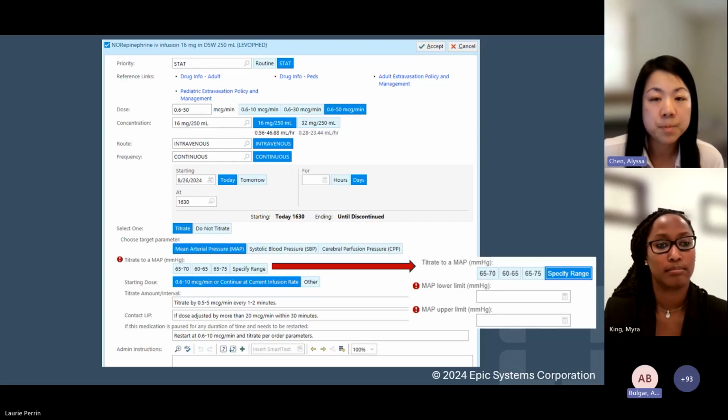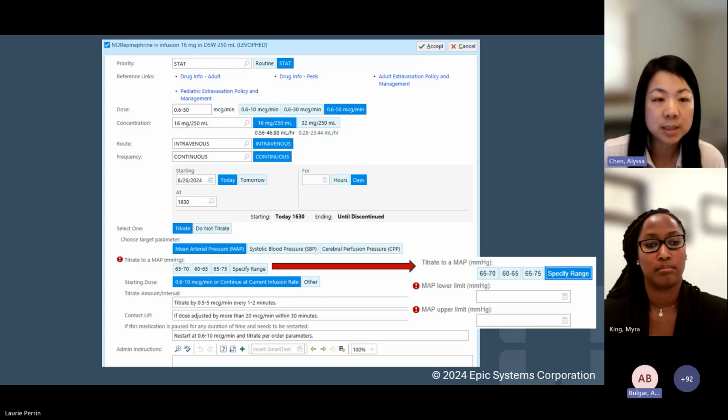So this is what appears for the provider when they're placing the order. They're initially required to select between titrate and do not titrate. You can see in the middle of the screen. And if they select titrate, you can see these cascading questions that are required or defaulted based on where it's ordered from. The majority of this content cannot be deleted. You can see that they can edit the text within the dose and frequency for adjustments. But if they delete all of the text, there will be a hard stop.